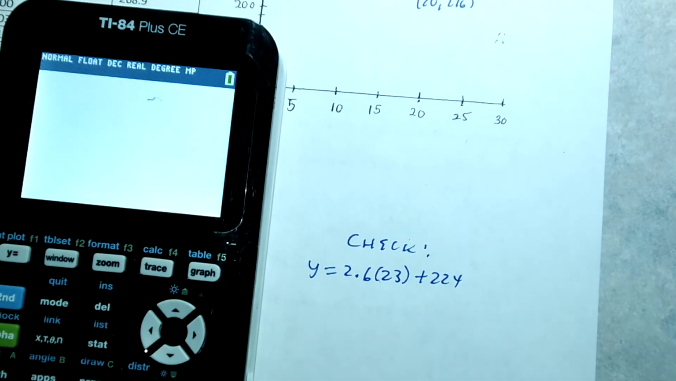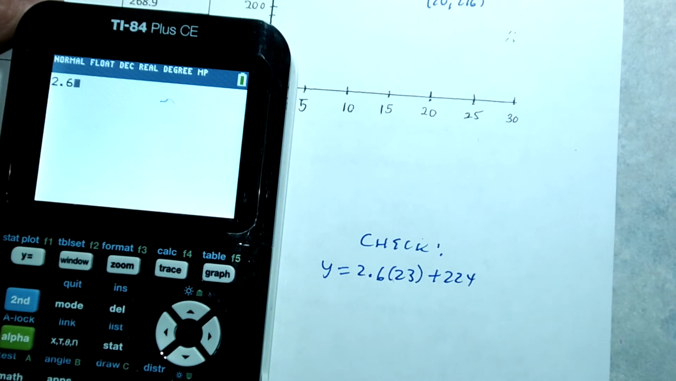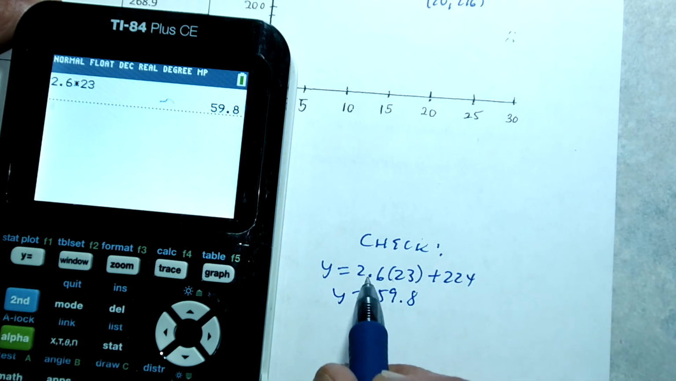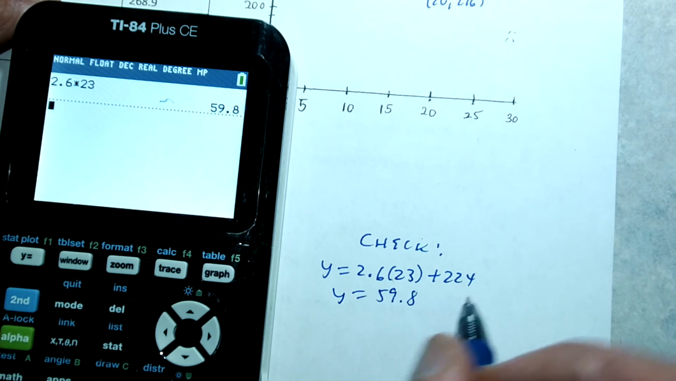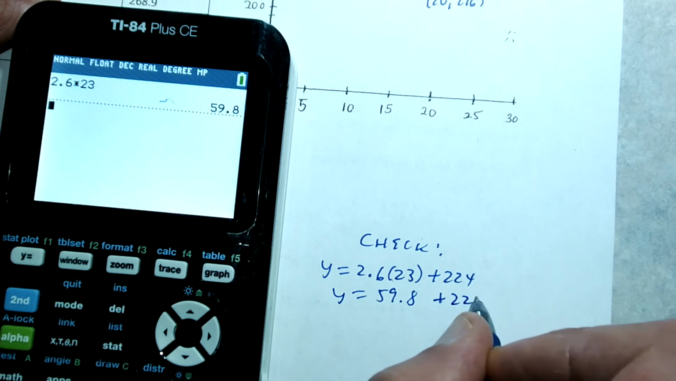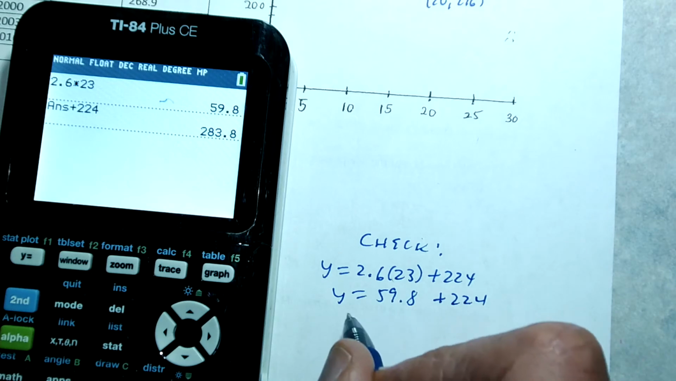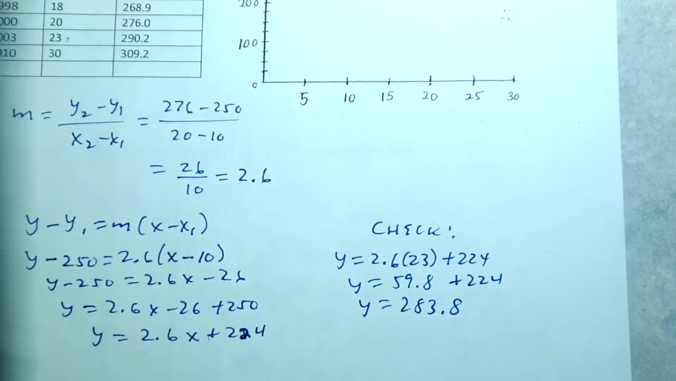I'm going to use my calculator. 2.6 times 23 is 59.8. In other words, at an average rate of growth of 2.6 million a year over a 23-year period, about 60 million people would be added to the population, plus the original 1980 theoretical y-intercept population. And that gave me 283.8. Let's take a look at how we did.